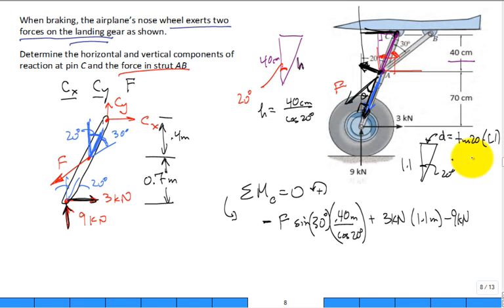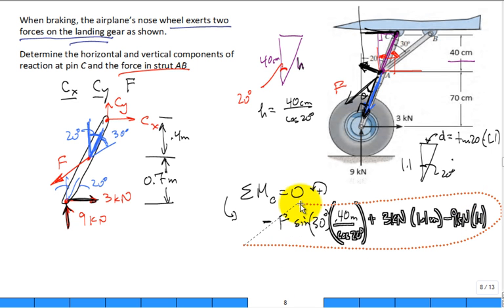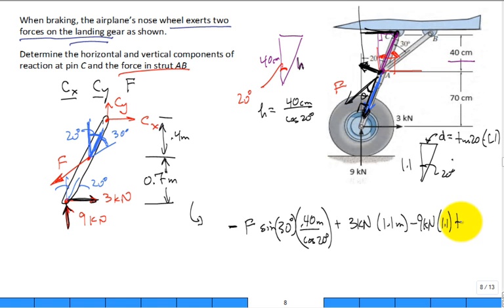Okay, so I need to stuff that in there. 1.1 meters, I never leave enough room. I'm going to scoot that over just a little bit, times the tangent of 20 equal to 0. Now, if I did that sum of the moments around point C equal to 0 equation correctly, then how many unknowns do I have in it? Only F. How about you solve for F?